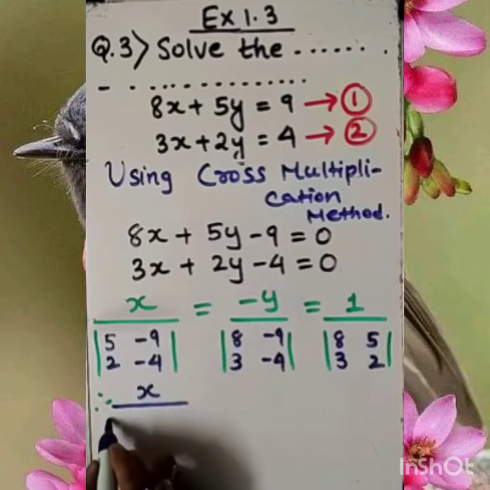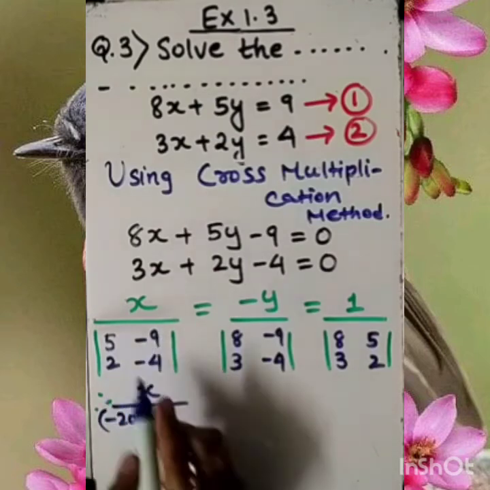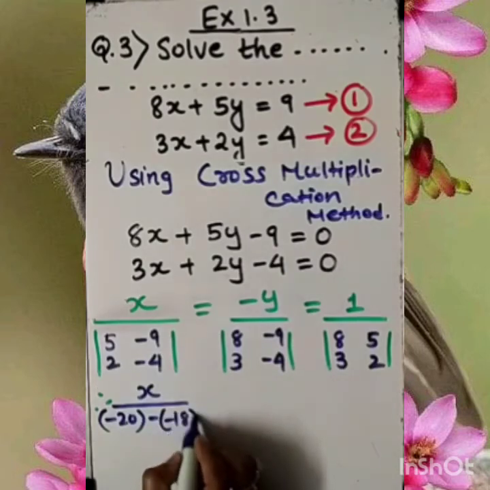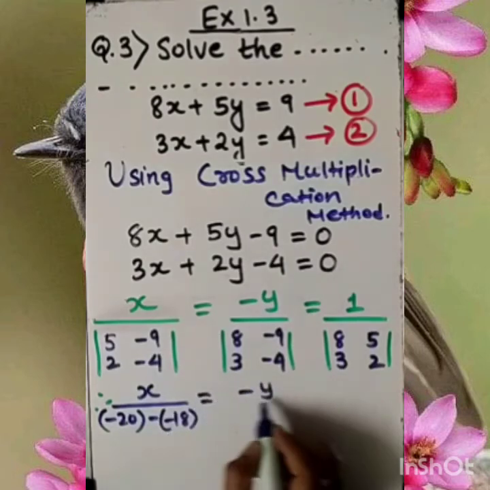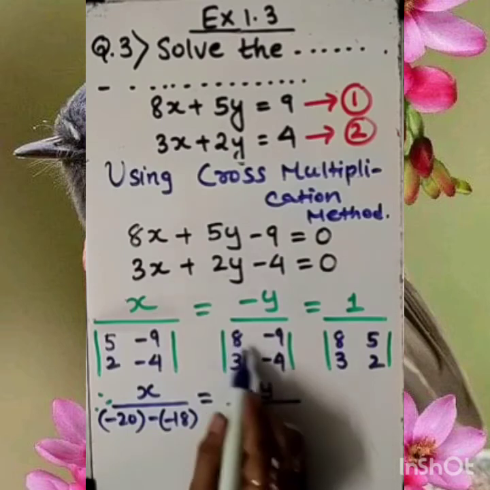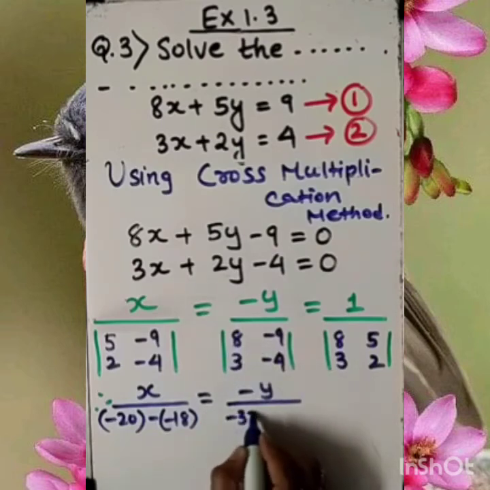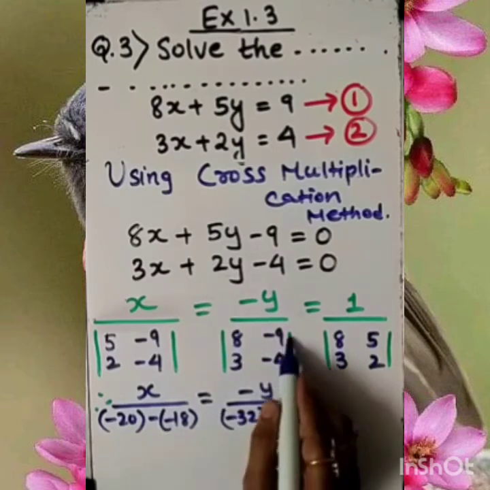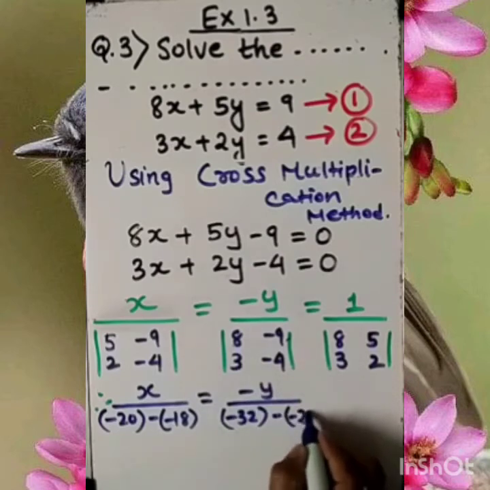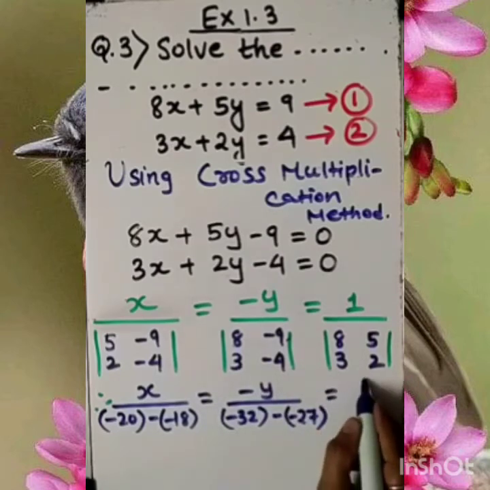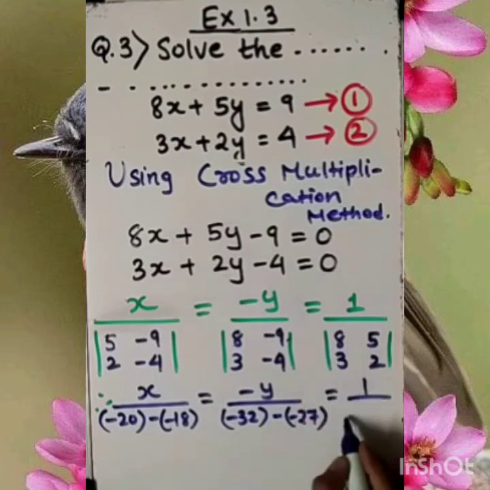We know, so it is minus 20, minus 9 twos are 18, minus 18. Here minus y, 8 fours are 32, so here it is minus 32, 9 threes are 27, so it is minus 27. 8 twos are 16, minus 5 threes are 15.